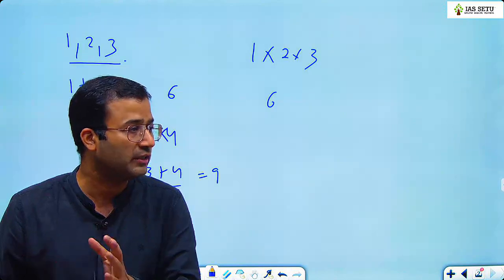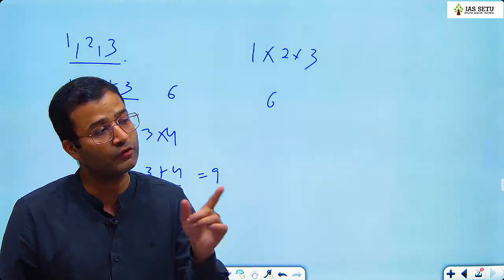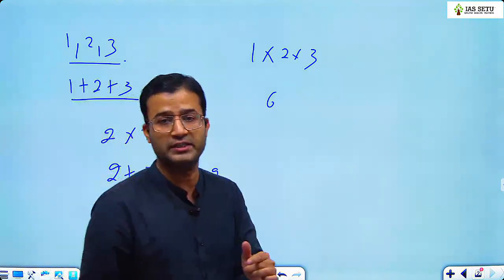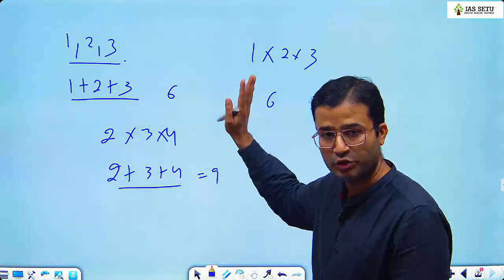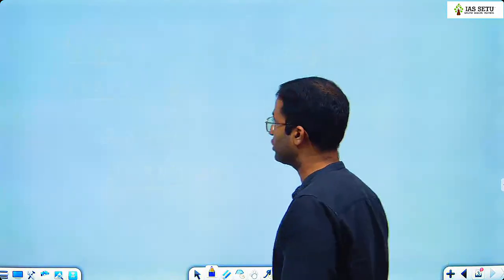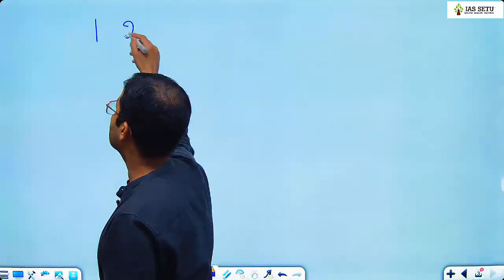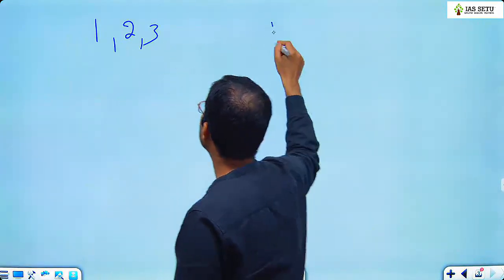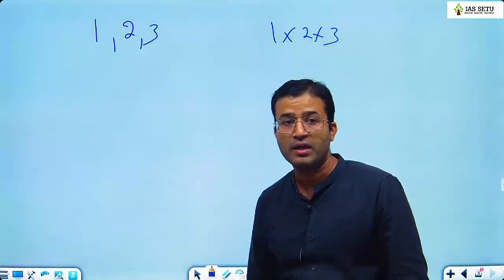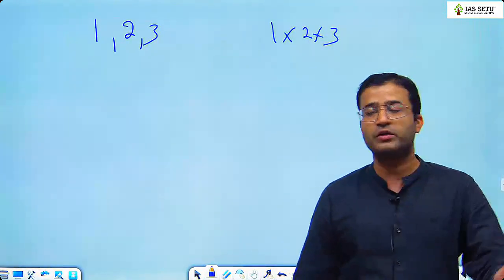1, 2, 3 is the only pair of consecutive natural numbers. But when it comes to 3 consecutive integers, one pair is this 1, 2, 3. Yes, these are integers also. These are natural numbers, but these are integers also. So one pair is 1, 2, 3, where you add and you multiply, you get the same value, 6 and 6. Can anyone tell me any other pair of consecutive integers?